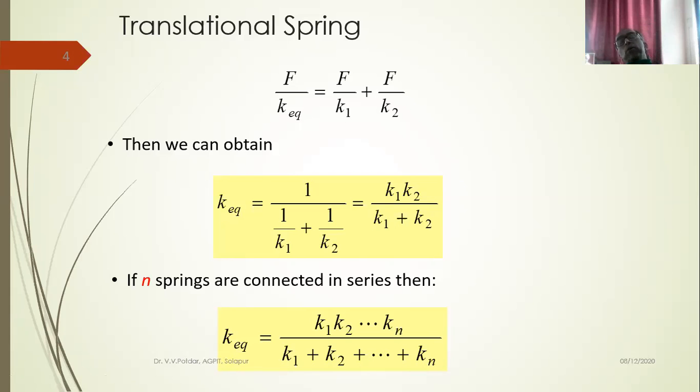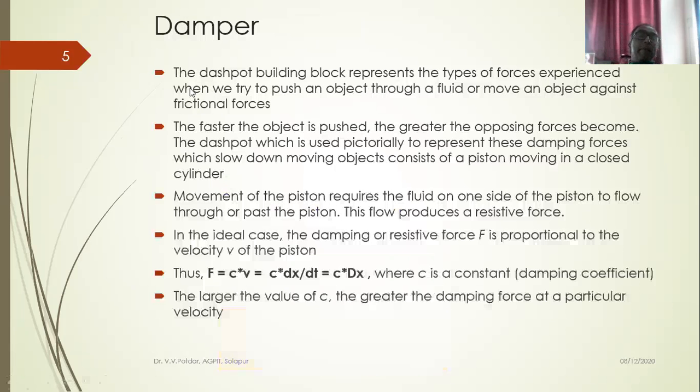Okay, let us go to the second component, that is the damper. Now the dashpot or the damper, if we just recollect, we talked about the suspension system. The suspension system will have a spring and a damper. What does the damper do? Damper, as the name indicates, damps the motion. The dashpot building block represents the types of forces experienced when we try to push an object through a fluid or move an object against frictional forces.